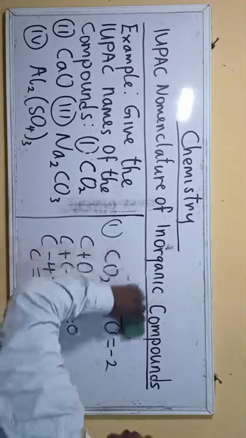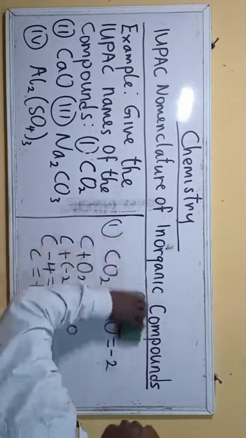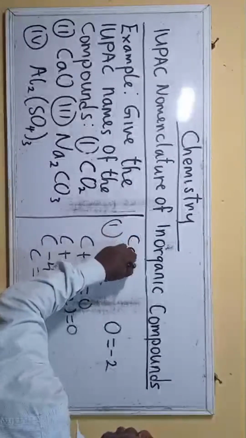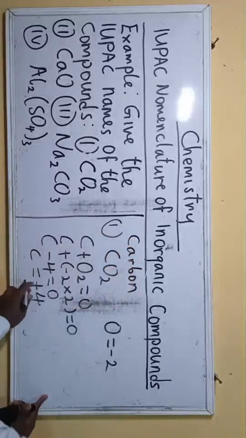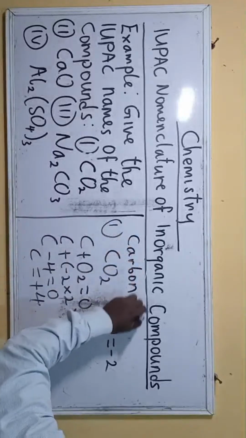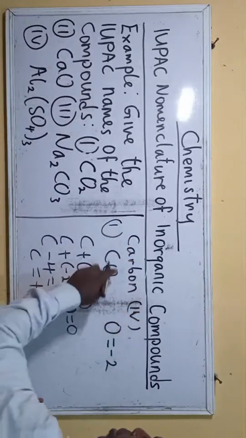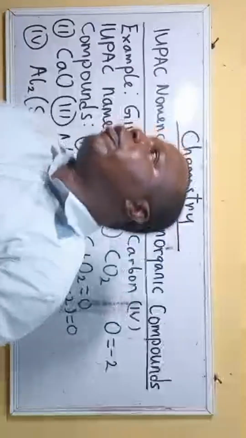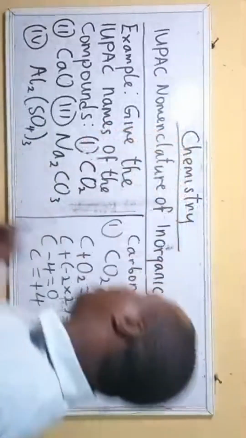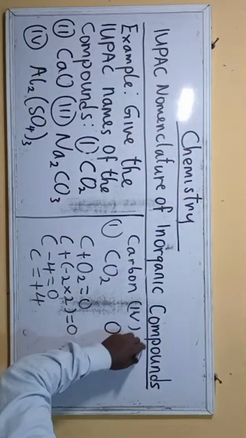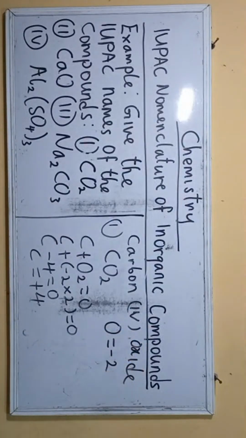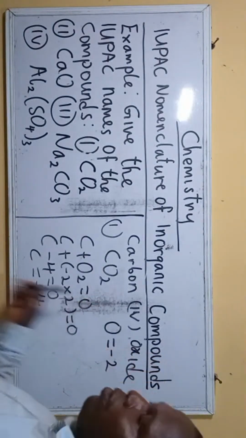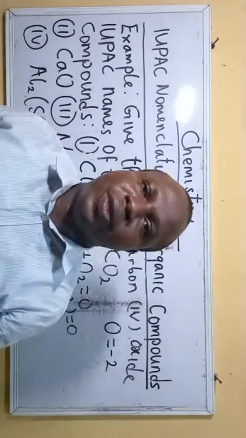I want to write it here because of the space. The name of this compound will be carbon, and you have 4, so it will be Roman numeral 4. Remember, you have oxygen. So instead of saying carbon 4 oxygen, you just say carbon 4 oxide. Carbon 4 oxide. This is the name of this compound, the first one.